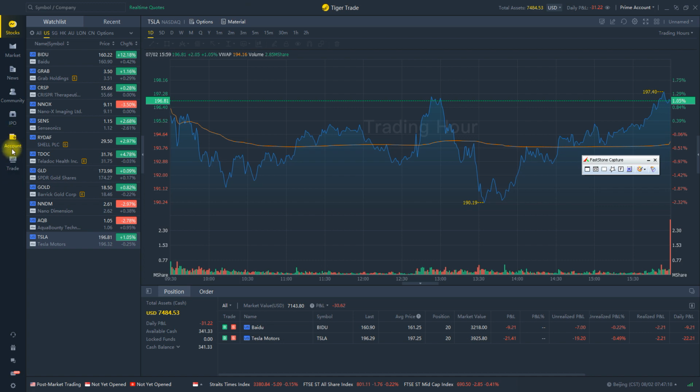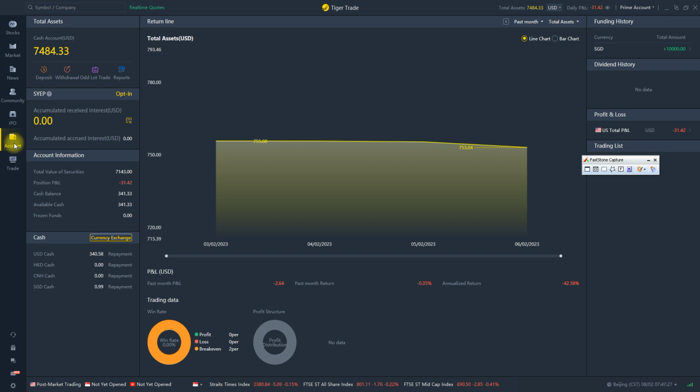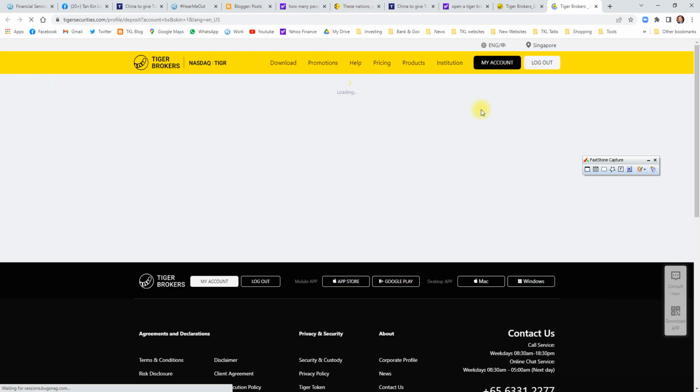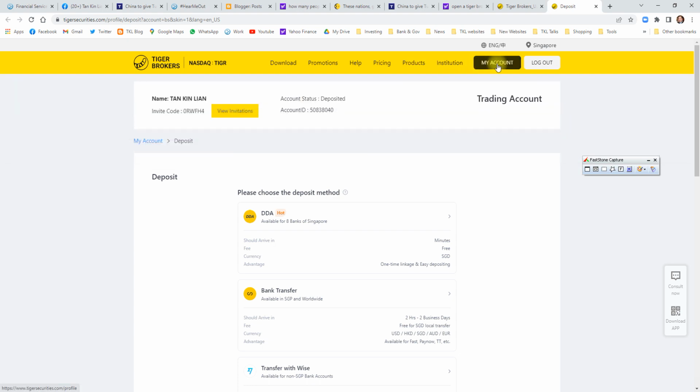What I do is over here, Account. Where do I deposit? Yeah, I deposit here. When I click on here, I come to the browser. I can log in and then do my deposit. Let me see. After I log in, yes, you can see here I can do a bank transfer. So I do a bank transfer from my bank account.